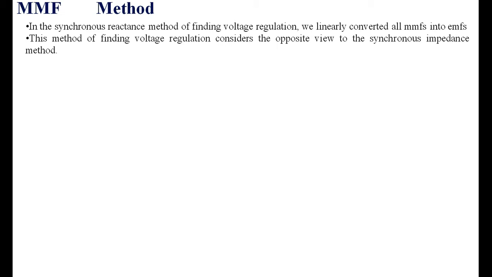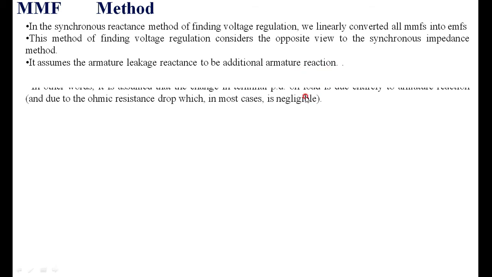The armature reaction is converted into its equivalent EMF. But in the voltage regulation using the MMF method, one drop, that is the IXL drop, is converted into its equivalent MMF or magnetomotive force. That is, the armature reaction is taken as it is, whereas the IXL drop is considered as one more armature reaction drop. The same thing is written here: it assumes that the armature leakage reactance is an additional armature reaction.